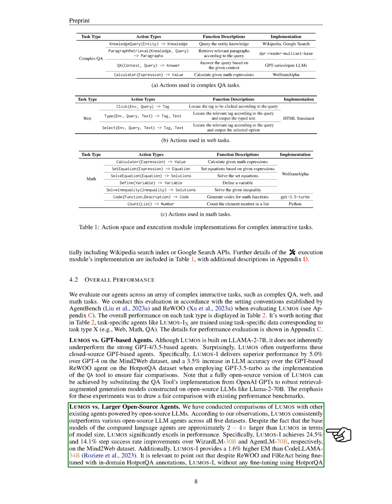For instance, LUMOS achieved 24.5% and 14.1% step success rate improvements over WizardLM-30B and AgentLM-70B, respectively, on the Mind2Web dataset. LUMOS-I also scored 1.6% higher than CodeLlama-34B. Interestingly, even without any fine-tuning using HotpotQA annotations, LUMOS-I still showed impressive improvement.